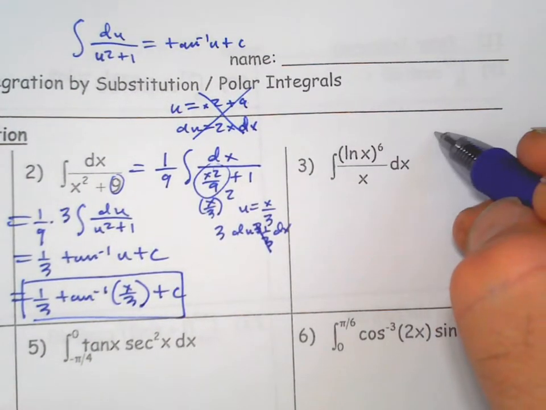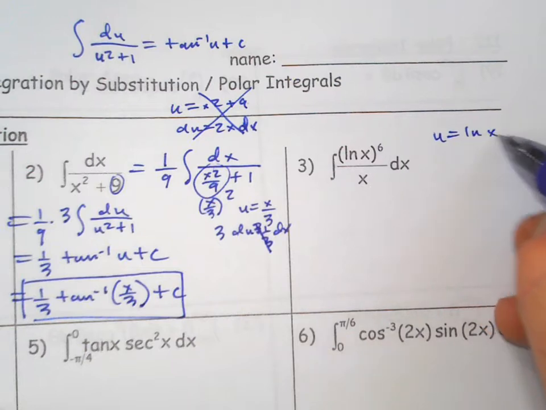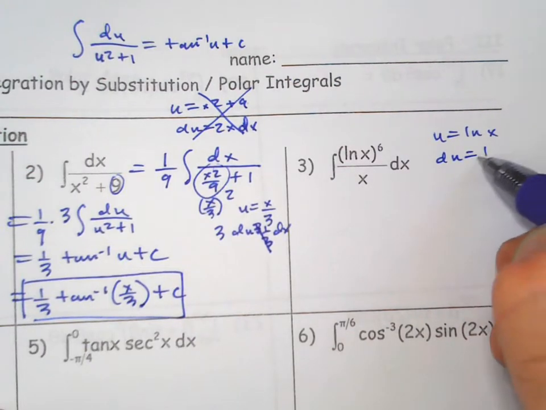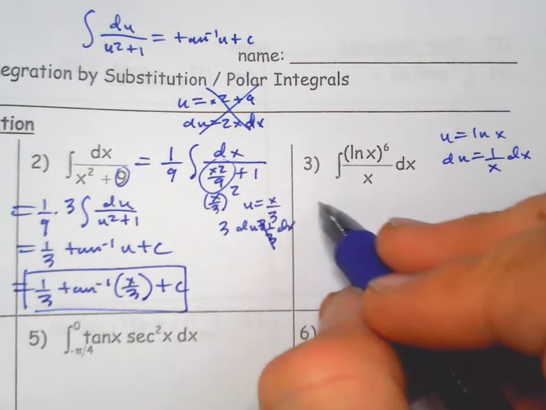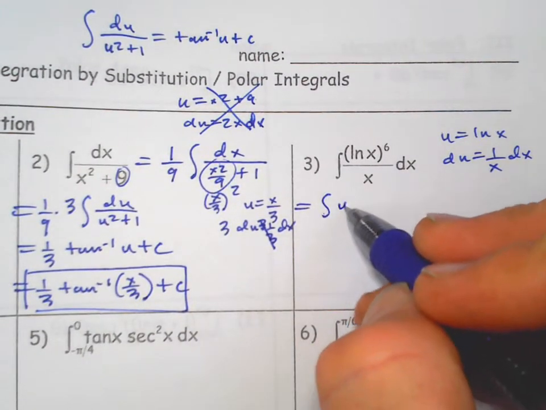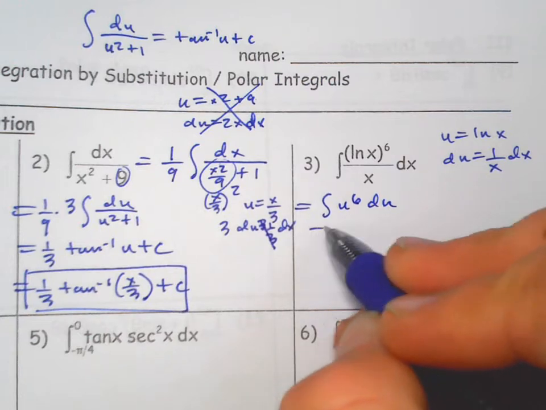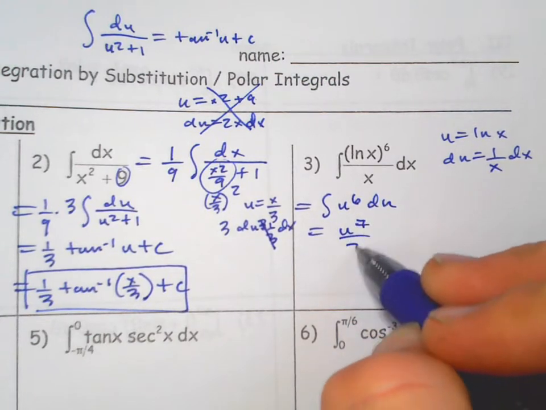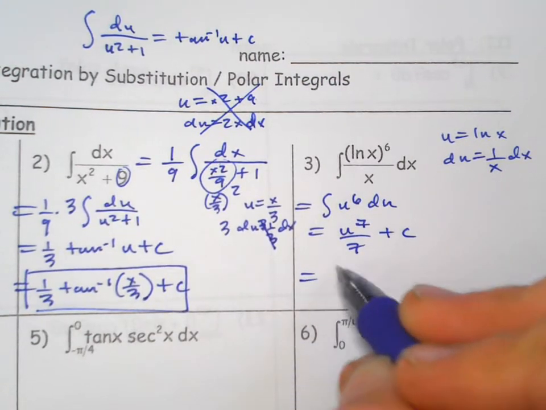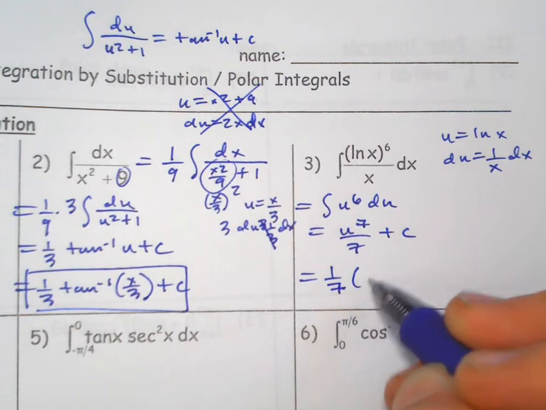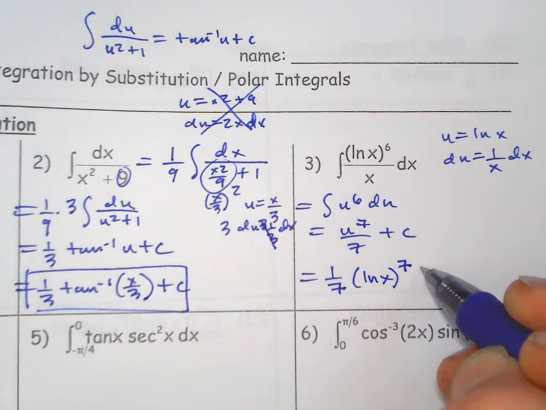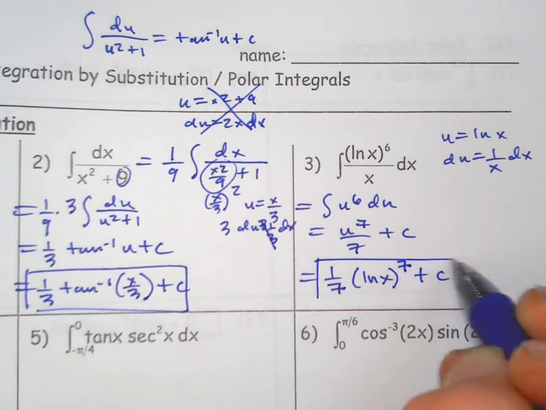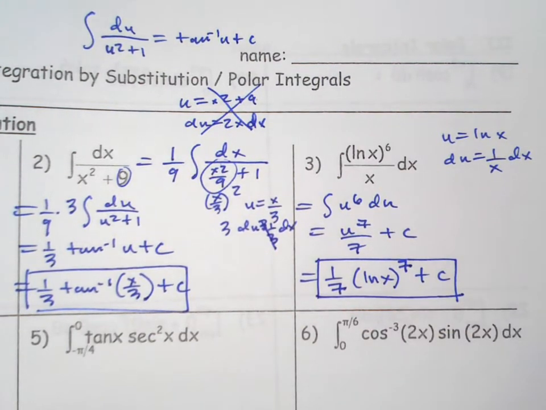All right. Next one probably should go with u equals natural log x. du equals 1 over x dx. Perfect. So that's going to be u to the 6 du. It's going to be u to the 7th over 7 plus c. Final answer, 1/7 natural log of x in parentheses, all of it to the 7th power plus c. Otherwise, it looks like the x is to the 7th power inside the natural log, which is not the case.